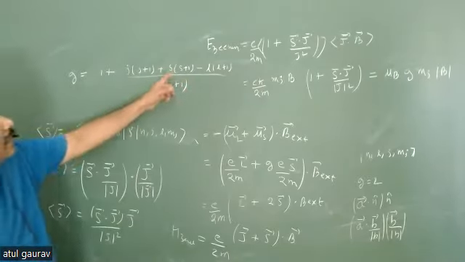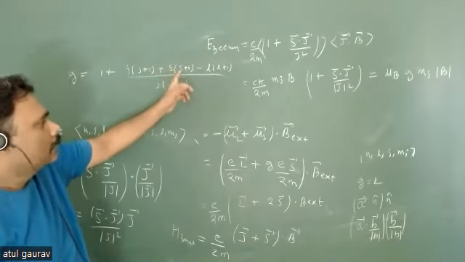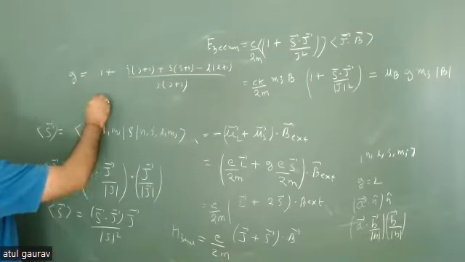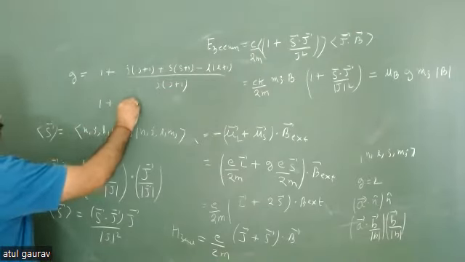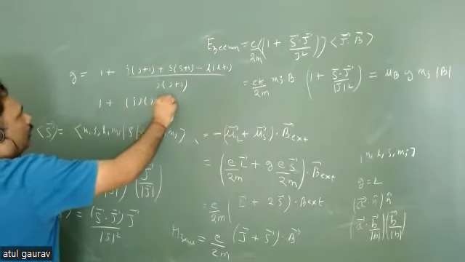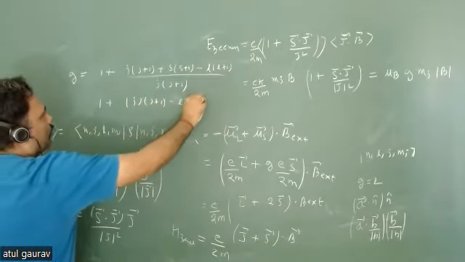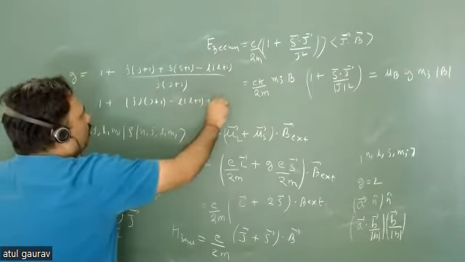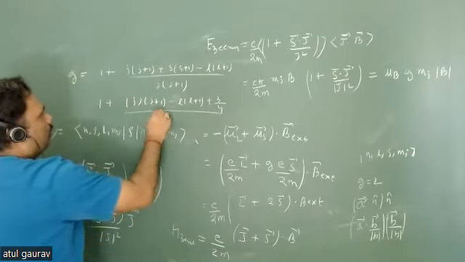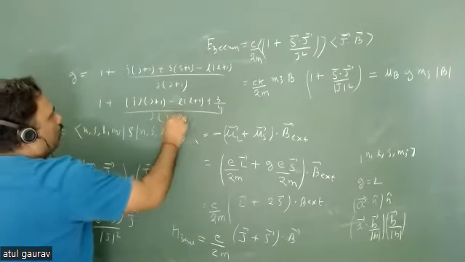Yes. And what will be S into S plus 1? 3 by 4 H cut square. Clear? So this is nothing but 3 by 4 H cut square. So this will be 1 plus J into J plus 1 minus L into L plus 1 plus 3 by 4 H cut square, divided by J into J plus 1.